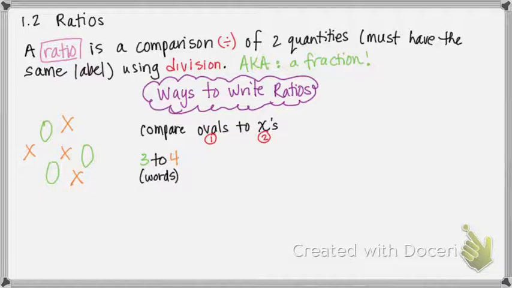Okay. We can actually do the comparison, the ratio, with a colon. So we use the colon as the dot over the dot. And we would say we have 3 ovals to 4 X's. So that would be the colon. Or we can write it vertically using the fraction bar to do the comparison. So 3 to 4. All of them get read the same way, 3 to 4.